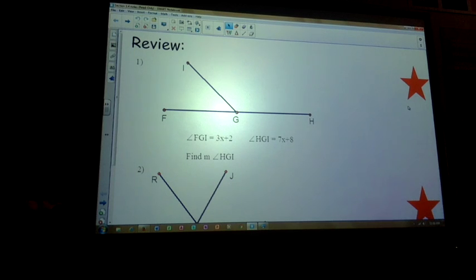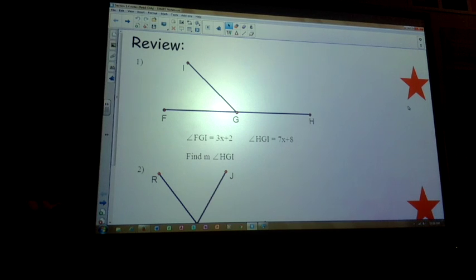Name a line parallel to line P. That's a trick question because we cannot assume that the plane and that line are parallel to each other. So I think that's a trick question. I think it's kind of bad. I won't do that to you on a test. But there's not one that we can give.